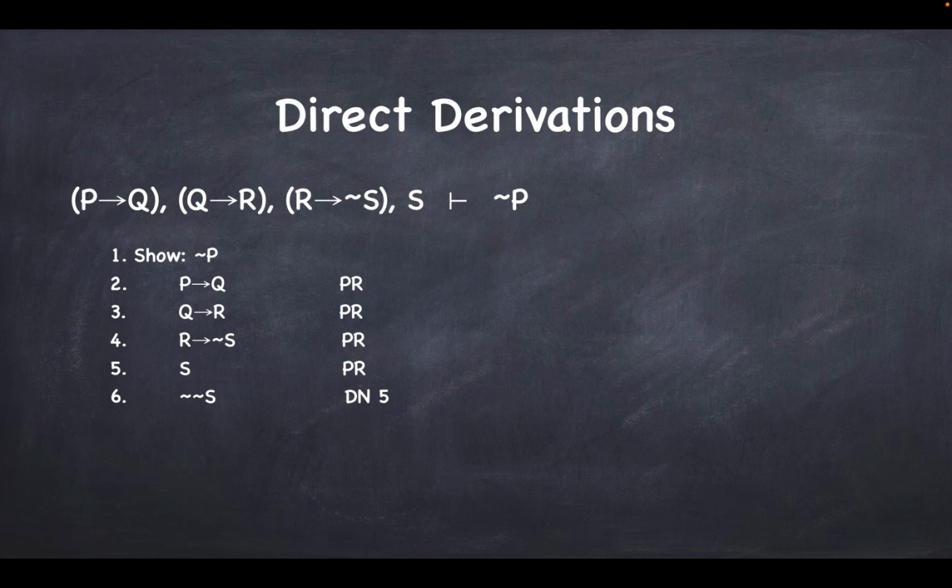And so that should immediately tell me that looks like modus tollens. I can't yet use modus tollens though, because S is not the negation of not S. Not not S is the negation of not S. And so the simple fix is to just appeal to double negation, and get not not S. DN is double negation, and then line 5 just says the application of the rule is only to line 5.